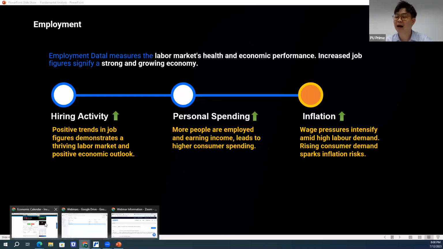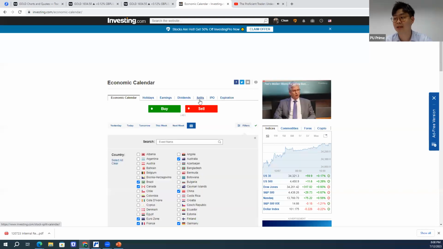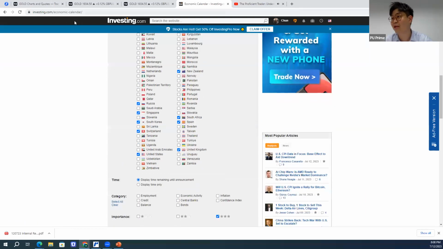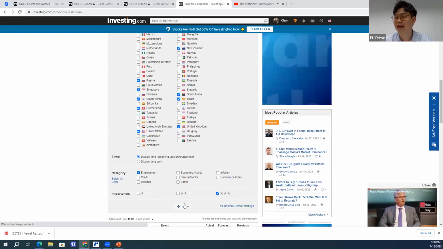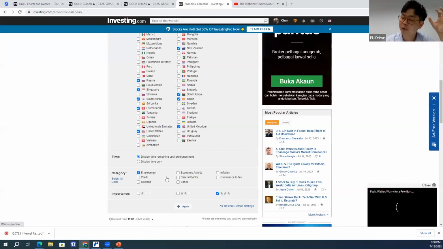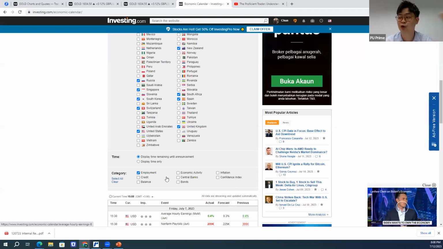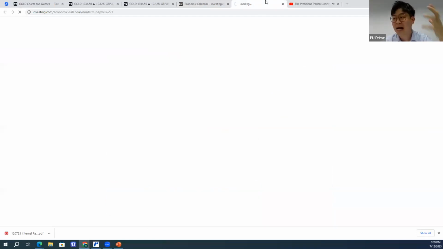So how can we filter out tons of data? How can we filter for the jobs data? You can go to investing.com and click the employment data option over here. Then after that, you click apply. All the crucial economics data related to employment will start to show up. If you're not sure what the data is, I'm not going to go deep and talk through all of the data. I'm just guiding you on the procedure for understanding the data.